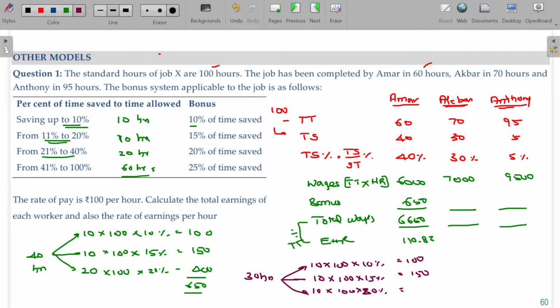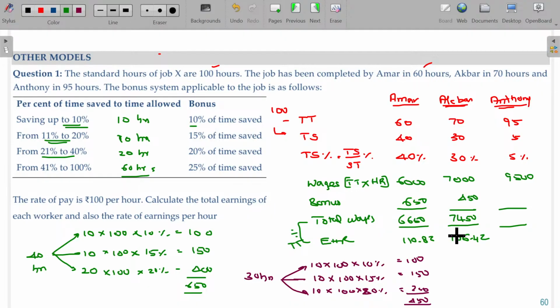20%. Then what's the final value? 200. The overall incentive in this case being 450. I post that here, 450. 7,450 is the overall wages, and divide that by time taken by him, 70 hours. So 106.42. So what model can I follow in our examination, sir?